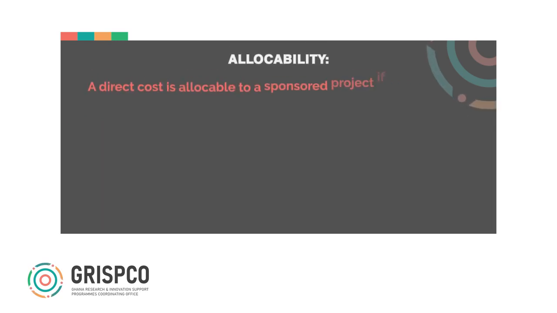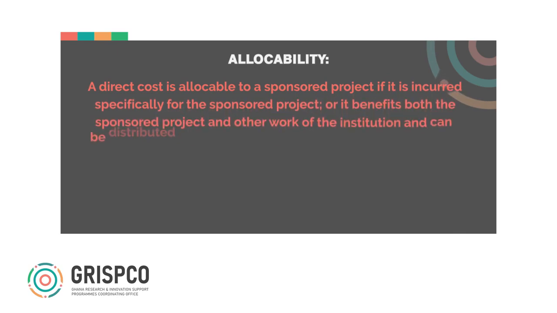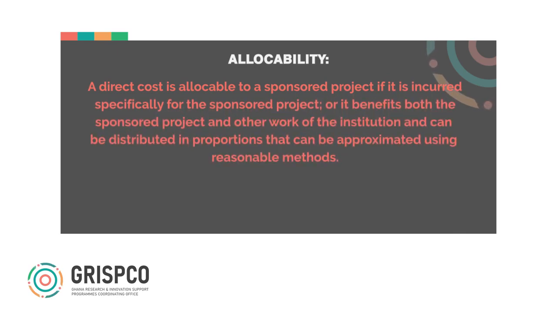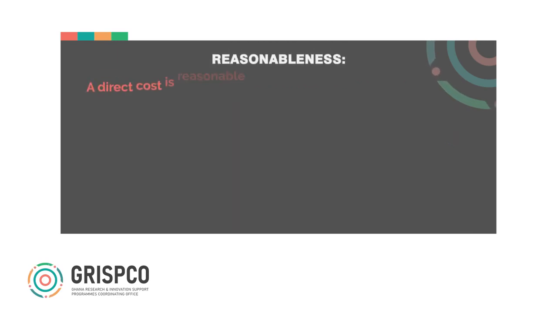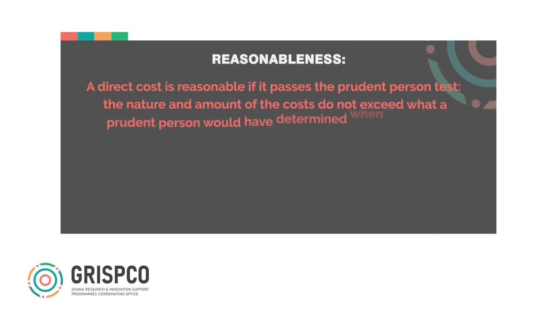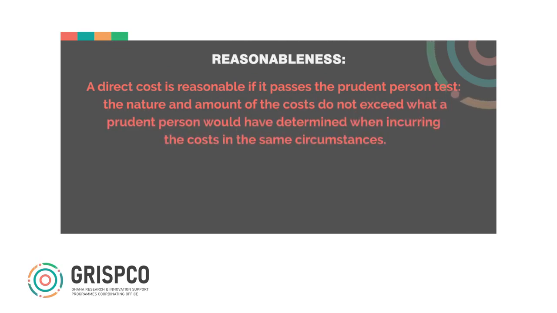Allocatability. A direct cost is allocable to a sponsored project if it is incurred specifically for the sponsored project, or it benefits both the sponsored project and the other work of the institution and can be distributed in proportions that can be approximated using reasonable methods. Reasonableness. A direct cost is reasonable if it passes the prudent person test. The nature and amount of the cost do not exceed what a prudent person would have determined when incurring the cost in the same circumstances.